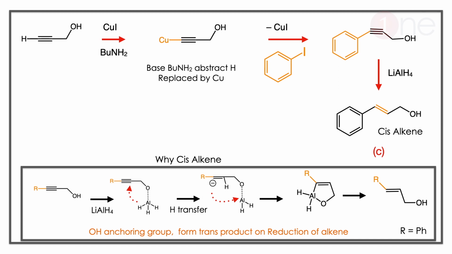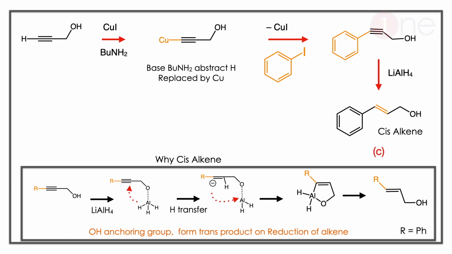So the answer will be C. Let us see why. First let us take the alkyne compound. It will react with copper iodide. This is a named reaction. This is just a coupling reaction. So you remove the proton with the base, and copper coupling will happen. Then the next step is coupling of the phenyl group with the alkyne. Once the coupling happens, carbon-carbon bond formation will happen.